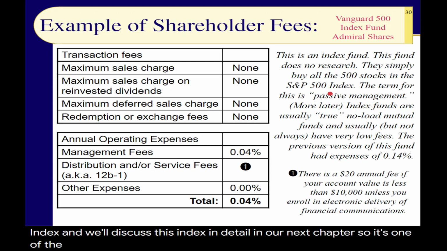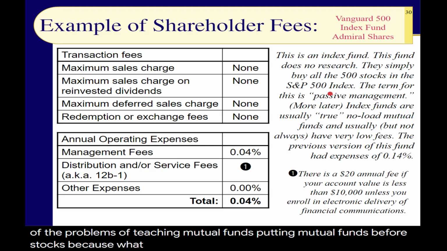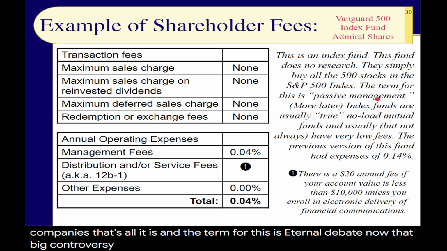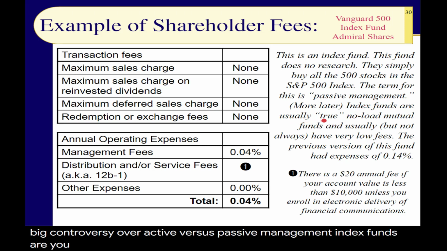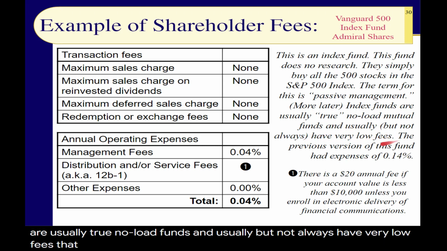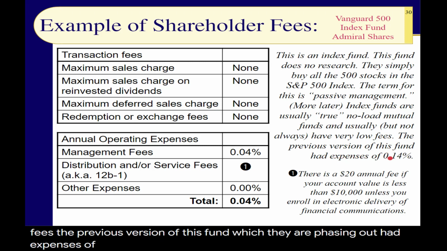So it's one of the problems of teaching mutual funds, putting mutual funds before stocks. Because what is the S&P 500 index? It's just a list of 500 companies. That's all it is. And the term for this is passive management. And we'll discuss the eternal debate now, the big controversy over active versus passive management. Index funds are usually true no-load funds, and usually, but not always, have very low fees. The previous version of this fund, which they are phasing out, had expenses of 14 cents.